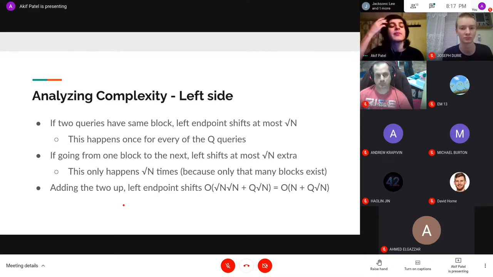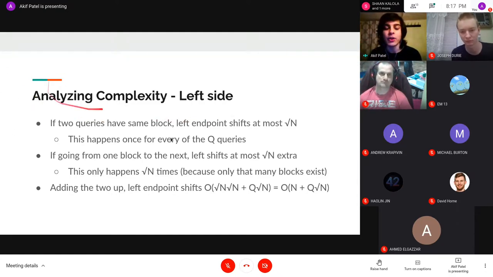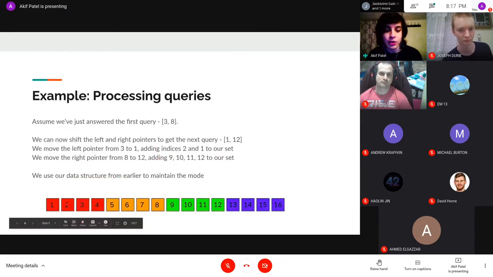Okay. So to start off, we're going to analyze the complexity of the left side. So we're going to look at the left endpoint only. We're going to ignore the right endpoint and see what the left endpoint does as it shifts, expands or contracts, okay? So if two queries are in the same block, the left endpoint shifts at most square root n, right? Everyone see that? Because the blocks are of size square root of n, so if you're in the same block, you can at most only move a distance of square root of n, whether that be add or contract.